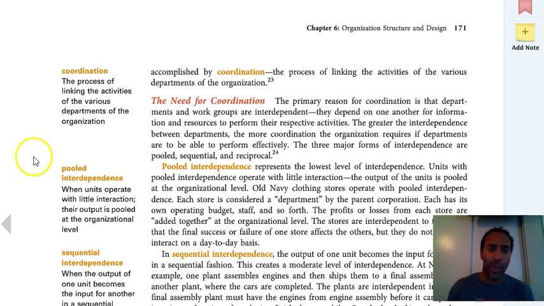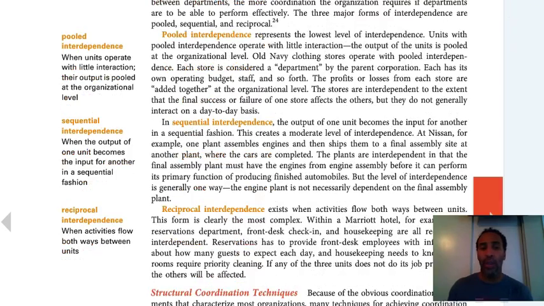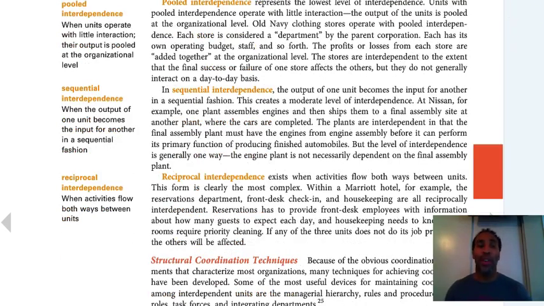Pooled interdependence is when units operate with little interaction. Their output is pooled at the organization level, right? So we don't have much interaction, but we know what we're doing. We know how to do our job, we get it done, and we let the next person know and move on from there.